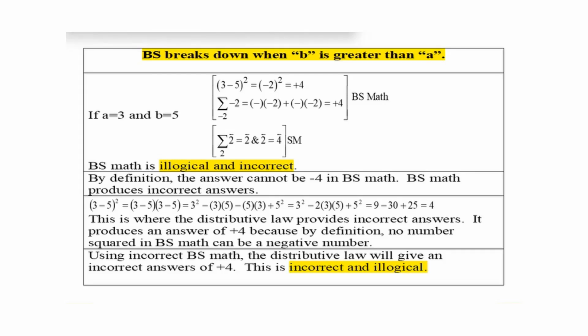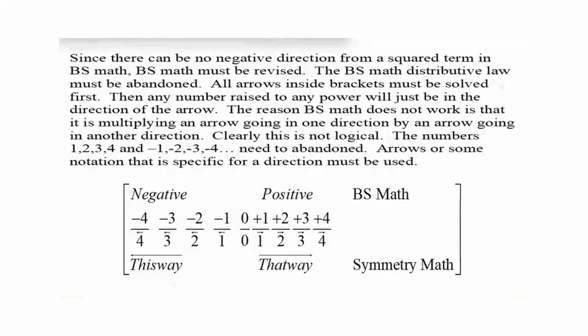This is where the distributive law provides incorrect answers. It produces an answer of plus 4 because by definition, no number squared in BS math can be a negative number. Using incorrect BS math, the distributive law will give an incorrect answer of plus 4. This is incorrect and illogical. Since there can be no negative directions from a squared term, BS math must be revised. The BS math distributive law must be abandoned.